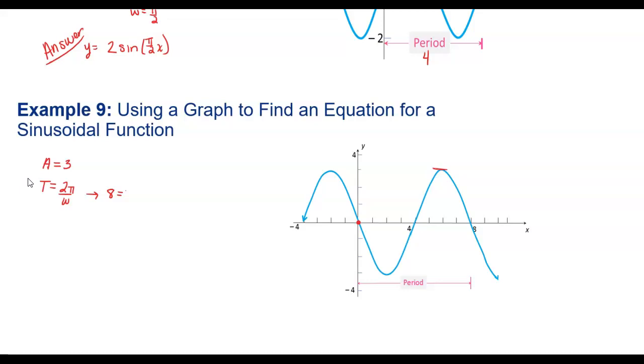So 8 equals 2 pi over omega. 8 omega equals 2 pi. So omega equals pi over 4. Because we started at 0, 0, we know that it is y equals what? -3. Notice, we went down first. So y equals -3 sine pi over 4 x.